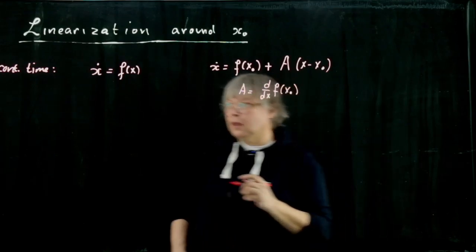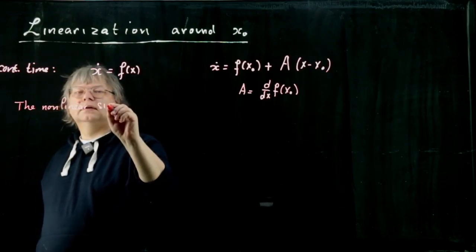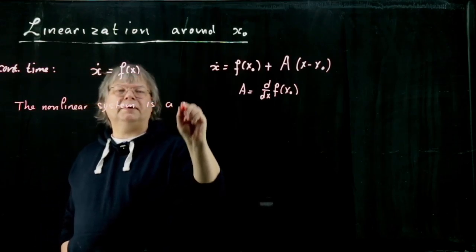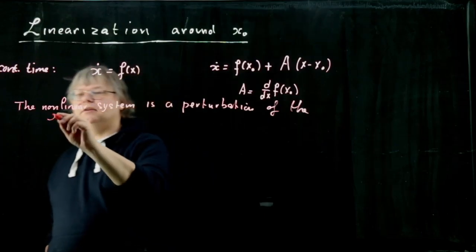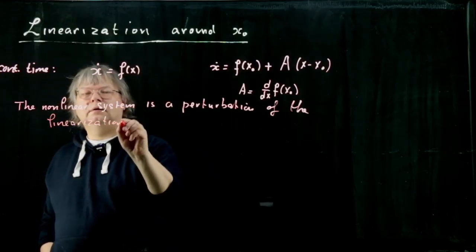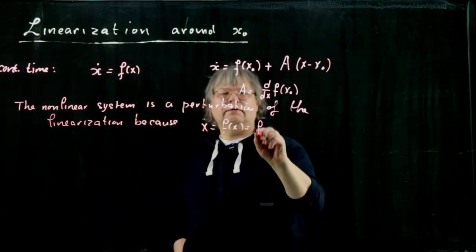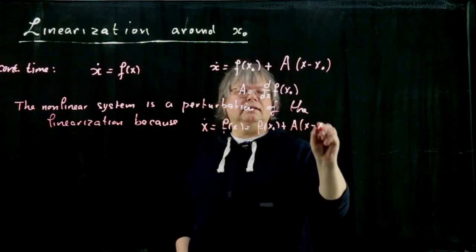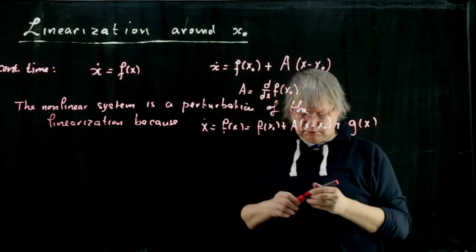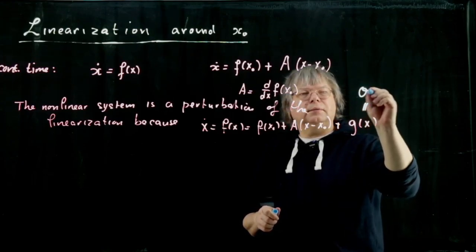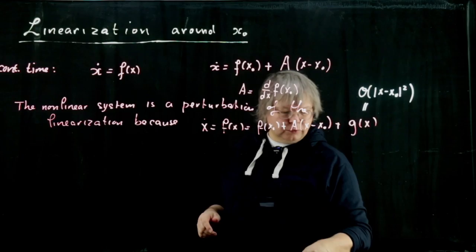And so the former system is a perturbation of the linearization, because, well, we can write x dot is f of x is f x0 plus a times x minus x0 plus g of x, where this thing here, the perturbation, is big O of the square of the distance to the point around which I linearize.